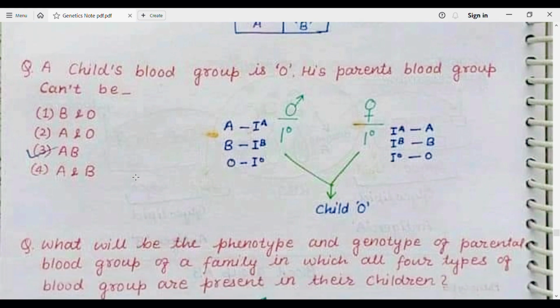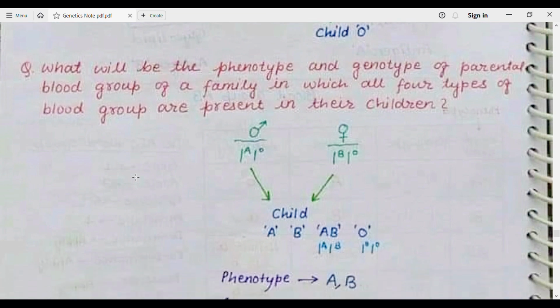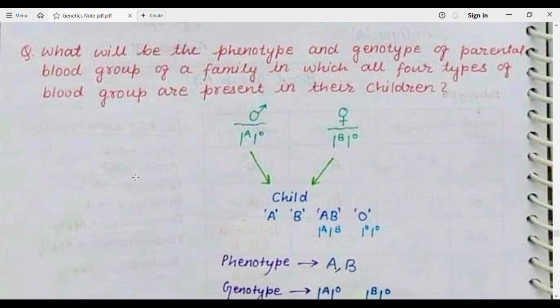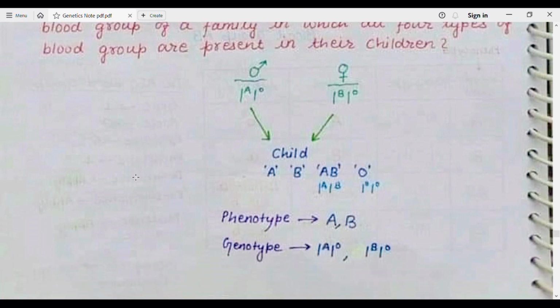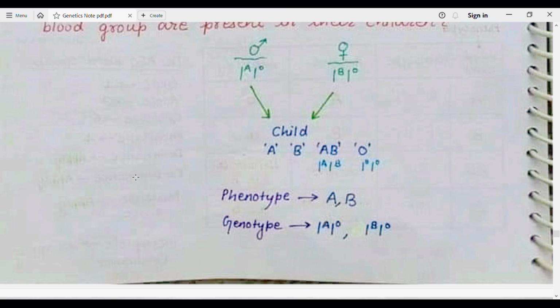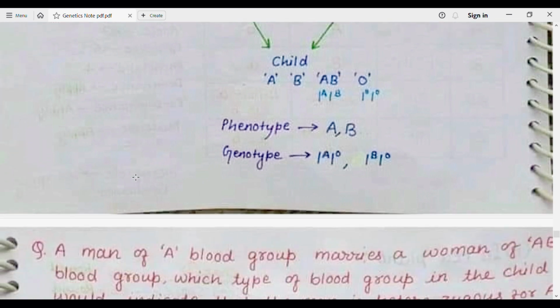What will be the phenotype and genotype of the parental blood groups of a family in which all four types of blood groups are present in their children? It is a heterozygous blood group A and a heterozygous blood group B. When a man having blood group A marries a woman having blood group B, both heterozygous, then all four types of blood group will be possible in their children, either daughter or son: A, B, AB, and O blood group.